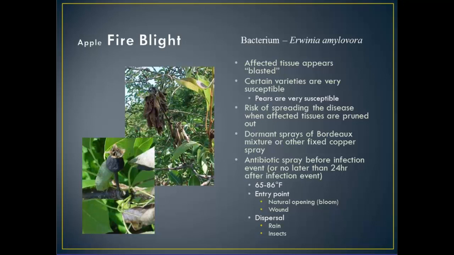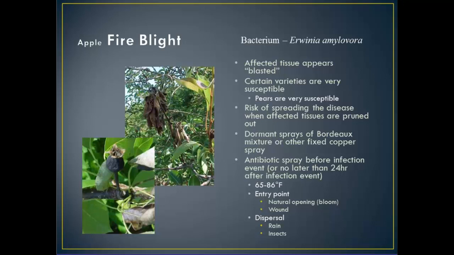Fire blight is a bacterial disease that only affects members of the rose family. Unfortunately, most pears are highly susceptible, and we have several apple cultivars that are very susceptible too. The ones that come to mind quickly are Jonathan and Fuji. Both of those are very susceptible to fire blight.